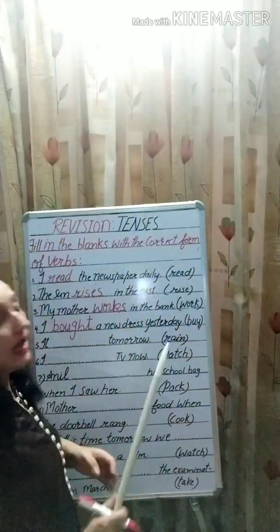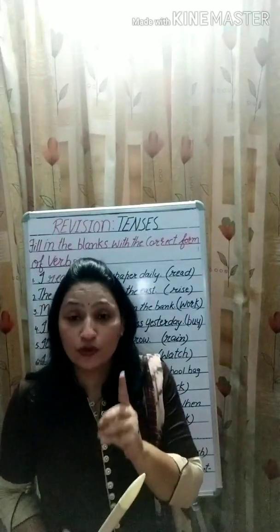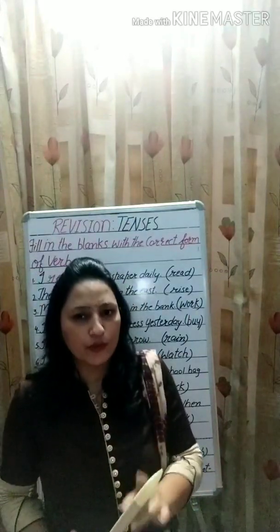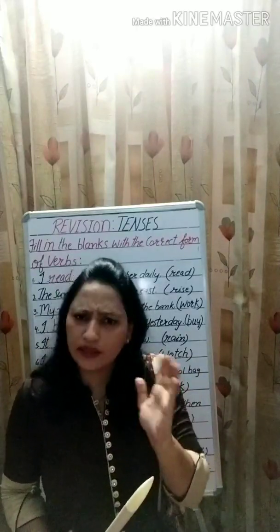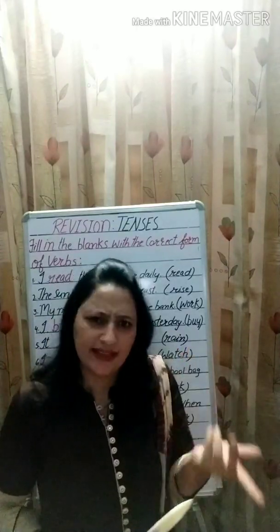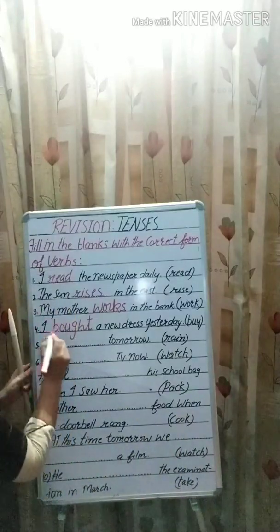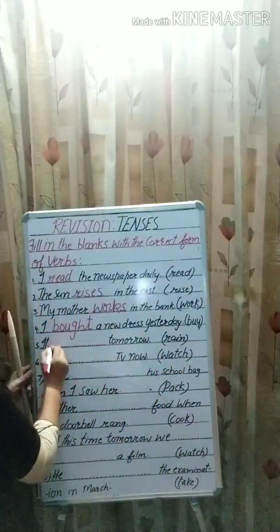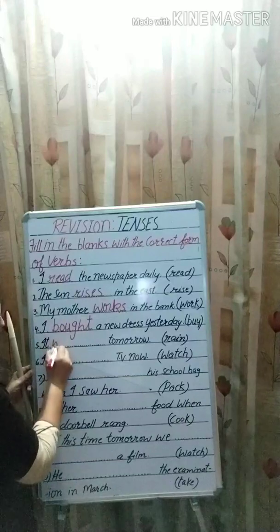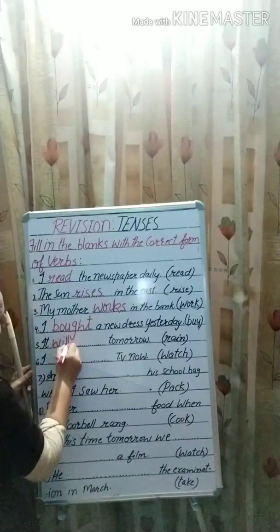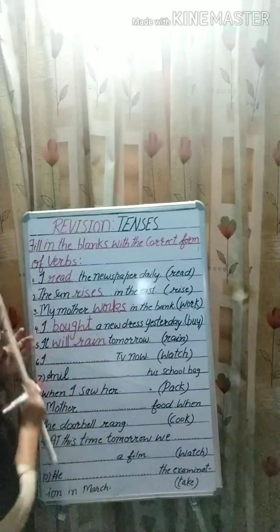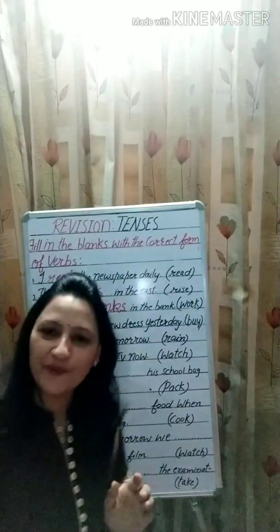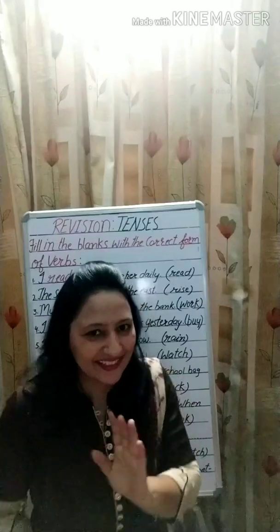One more thing I want to tell you is that we use shall with I or we, and we use will with the third person: he, she, it, or any name. So I'm going to fill this blank by using "will." Now the first form of the verb, yes, rain. So, it will rain tomorrow. I hope it is clear to you.